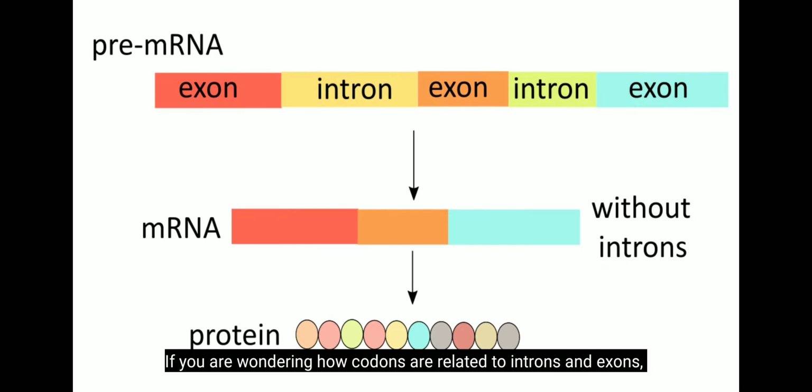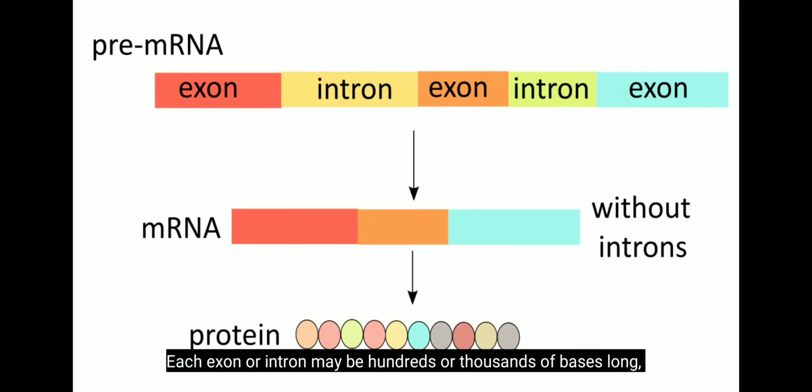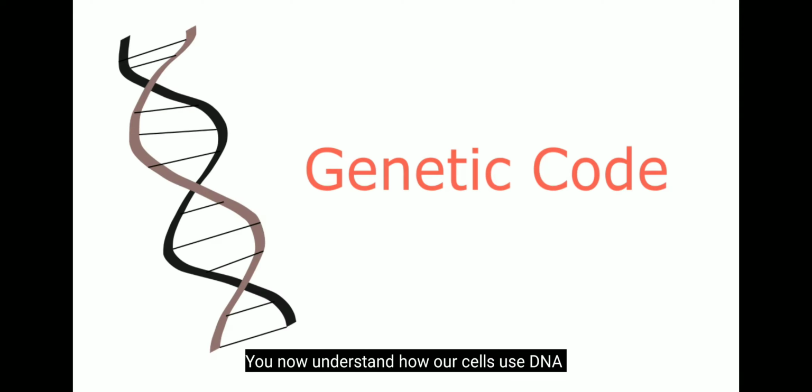If you're wondering how codons are related to introns and exons, a codon is just a set of 3 bases. Each exon or intron may be hundreds or thousands of bases long, containing many codons. You now understand how our cells use DNA to make proteins which determine our characteristics.